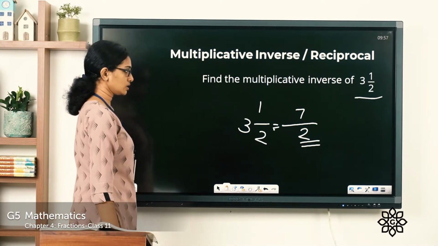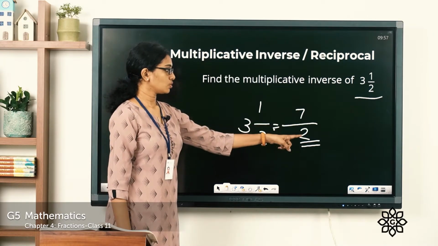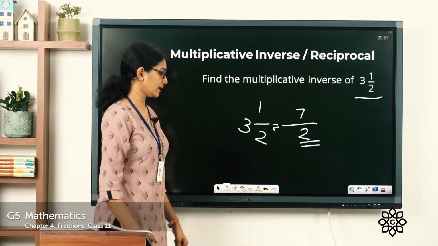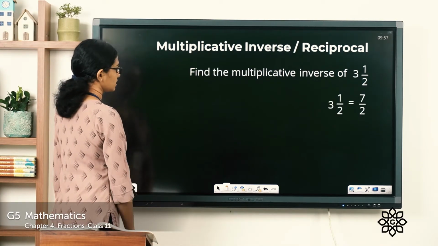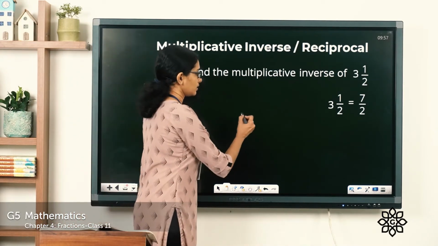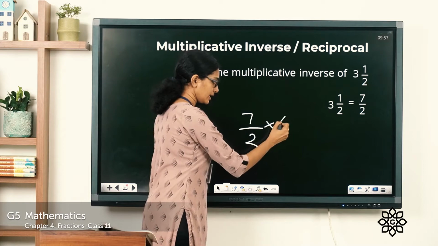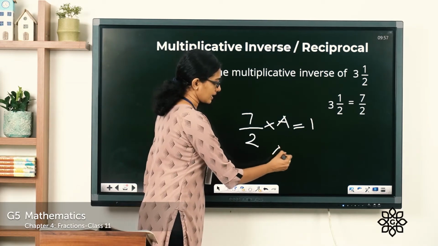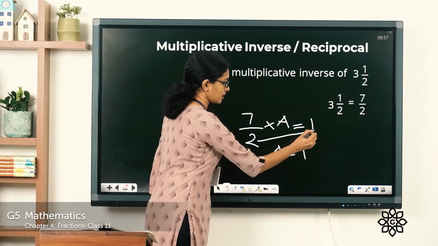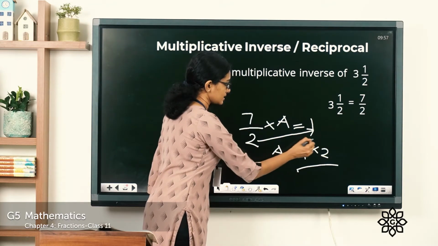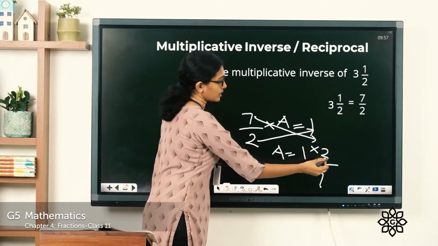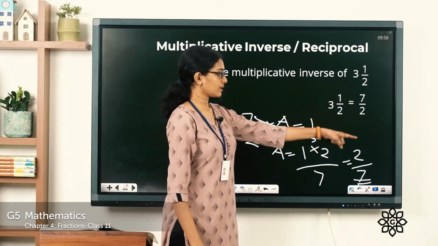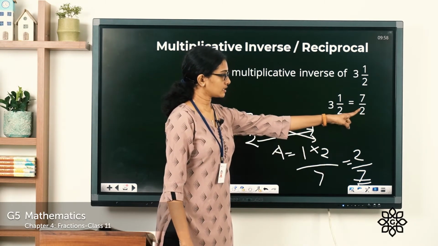So by definition, this fraction 7 by 2 into its multiplicative inverse should give you the product 1, right? So how do we find out that? We don't know the multiplicative inverse, let that be A, and that should give you the product 1. So how do you find out this A? This A would be equal to 1 into this 2 by 7 goes here, right? 1 into 2 by 7. So that is equal to 2 by 7. The numerator became the denominator and the denominator became the numerator.